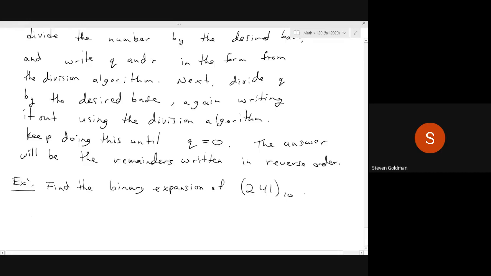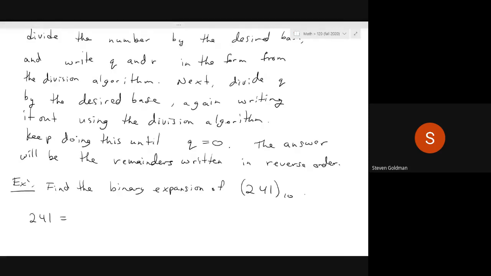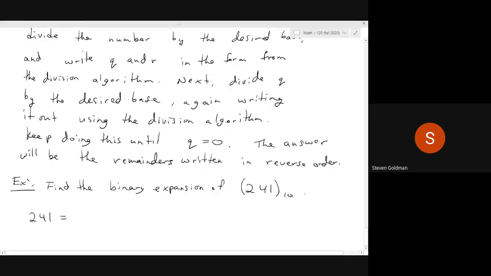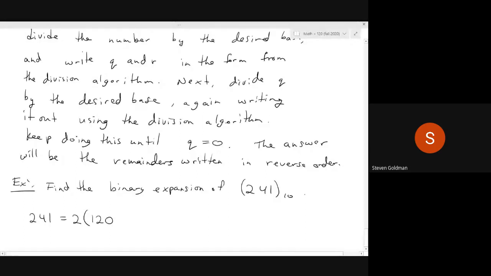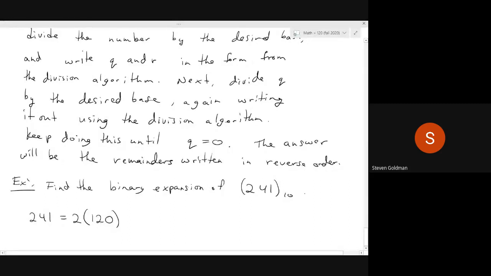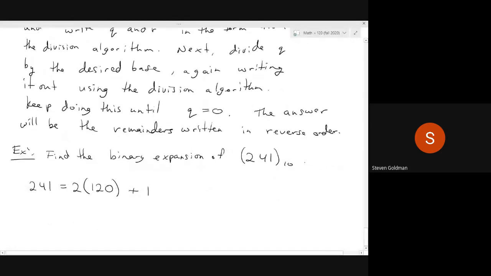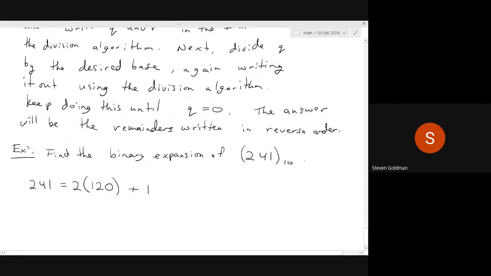So what we're going to do is take 241, and using the form from the division algorithm, find the quotient and remainder. So what am I going to divide by? I'm dividing 241 by the base that I want to change to. Since I want to change to binary, that's base 2, I'm going to divide by 2. So my divisor is 2. 241 divided by 2. How many times does 2 go into 241? 120. Right? 2 times 120 is 240, plus a remainder of 1. So my quotient here is 120. That's the Q. My remainder is 1.